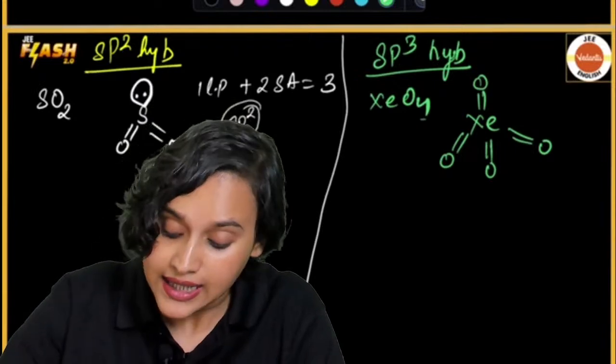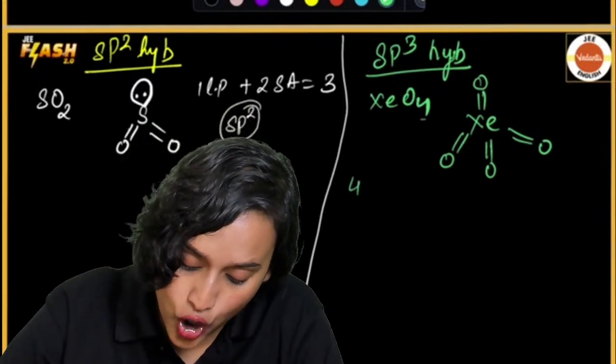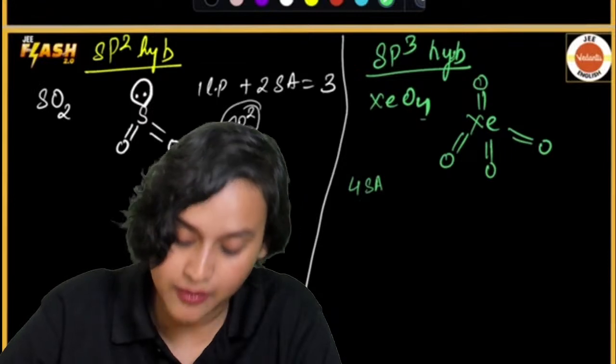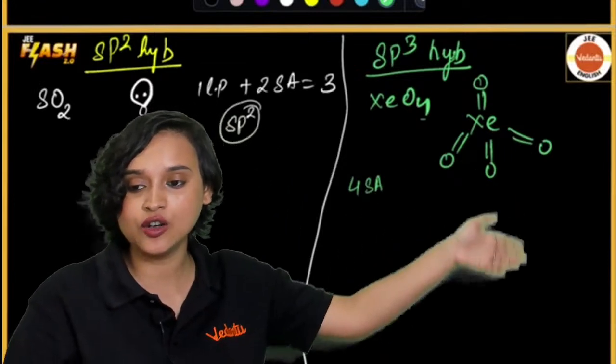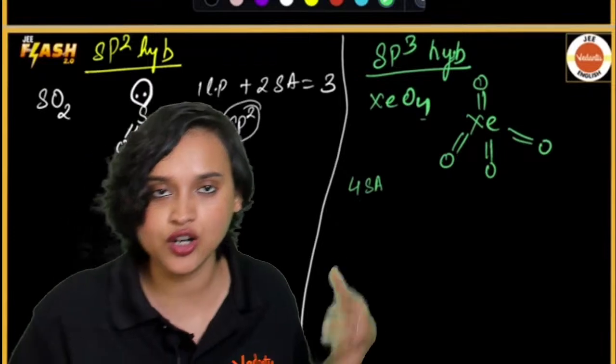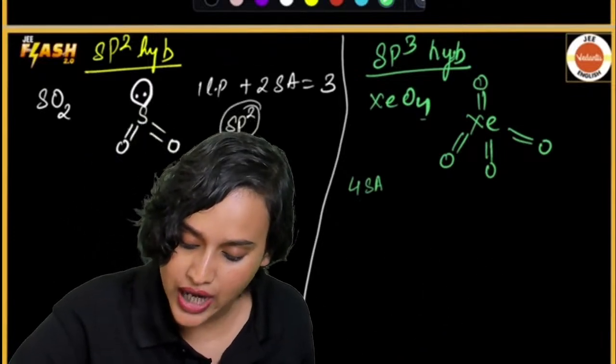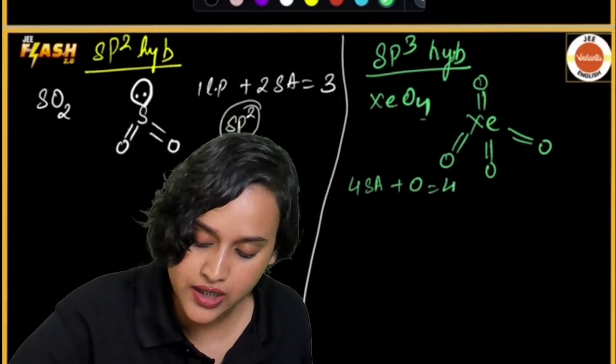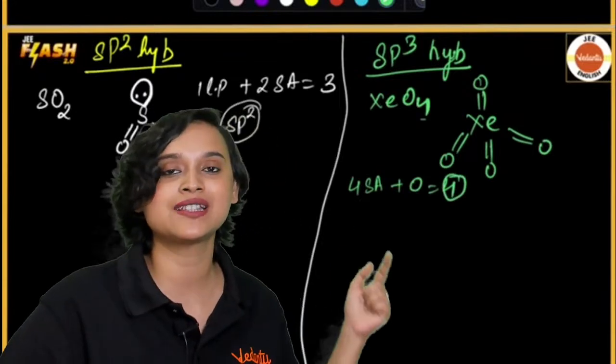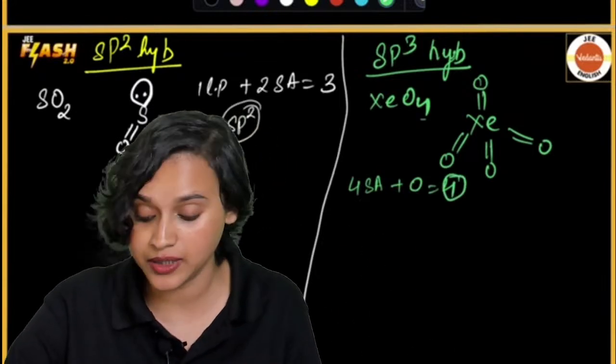Now what do I see? Steric number is going to be 4 surrounding atoms. Do you see any lone pair, everyone? No lone pair. If there is no lone pair, then I write here 0 lone pair, which is equal to 4 steric number. That means sp3 hybridization.